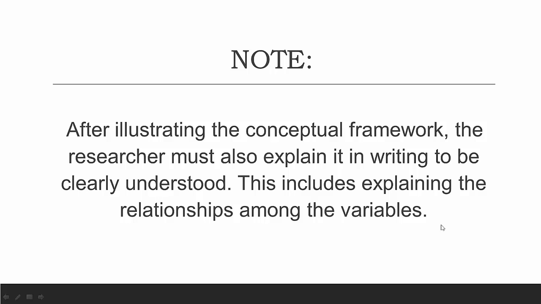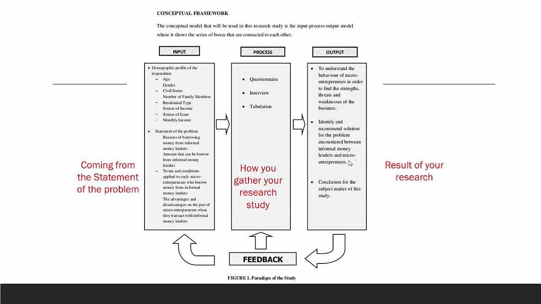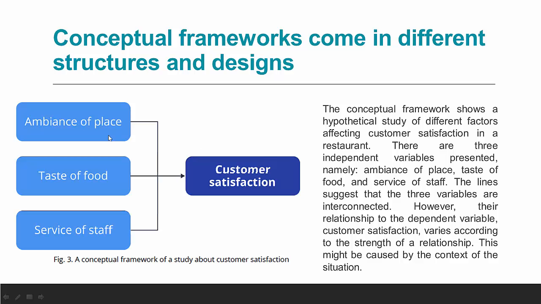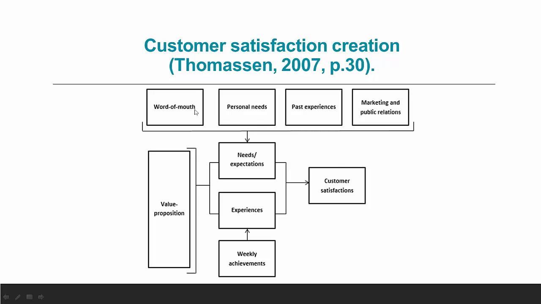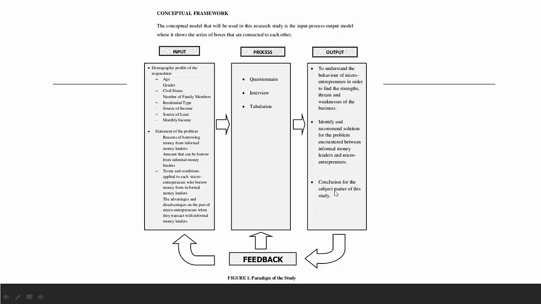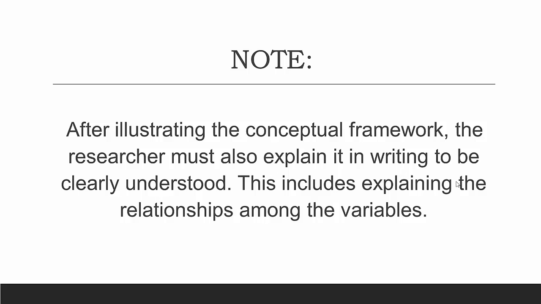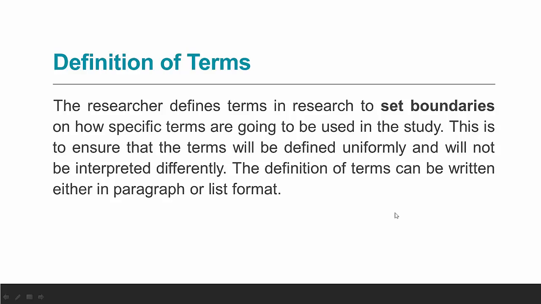So note, after illustrating the conceptual framework, the researcher must also explain it in writing to be clearly understood. This includes explaining the relationship between the variables. These are your variables. So at the end, you are going to explain the relationship among the variables. Okay?